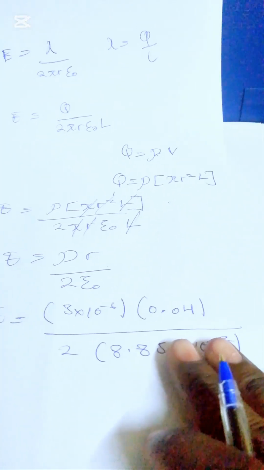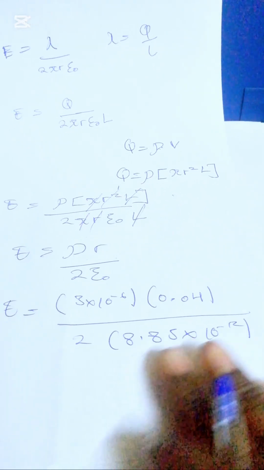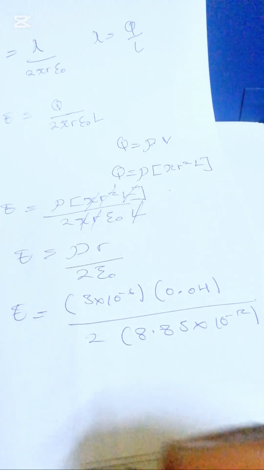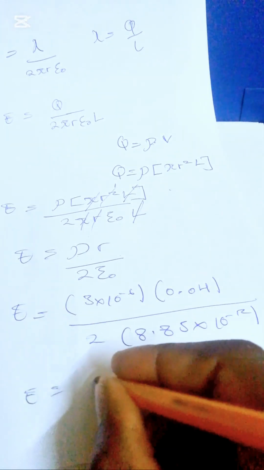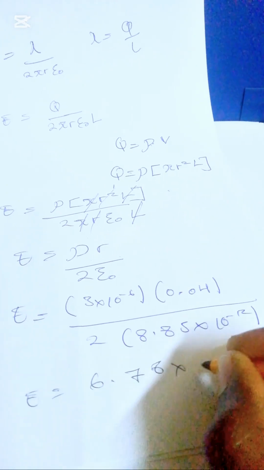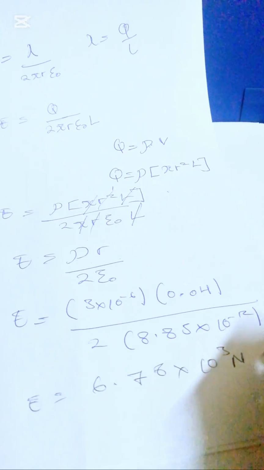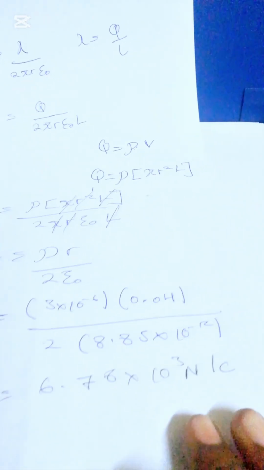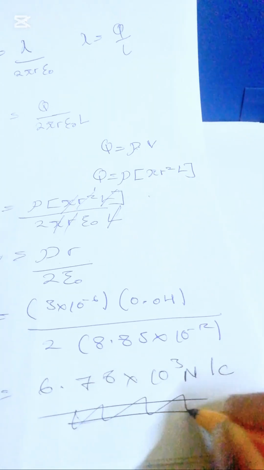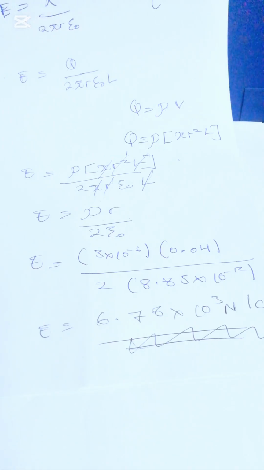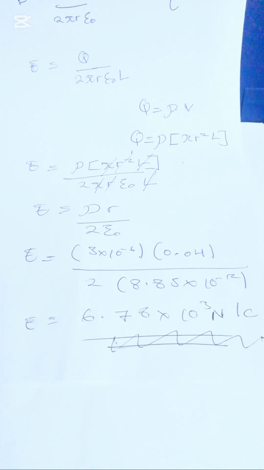Okay, sorry for that. So let's continue. So here when we compute this, what are we having? Okay, so when you compute it, you are going to have 6.78 times 10 to the power 3, in Newton per coulomb. So this is our electric field. So for the electric flux, we are now going to apply Gauss's law to find the electric flux.